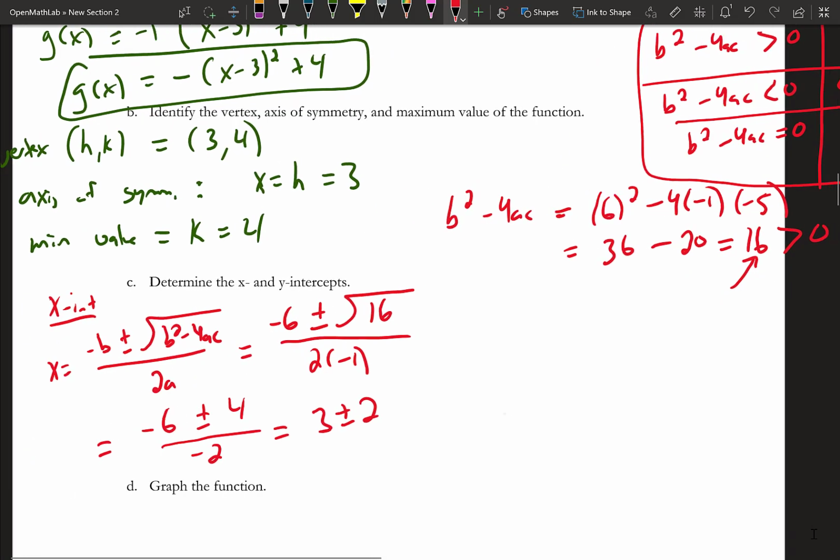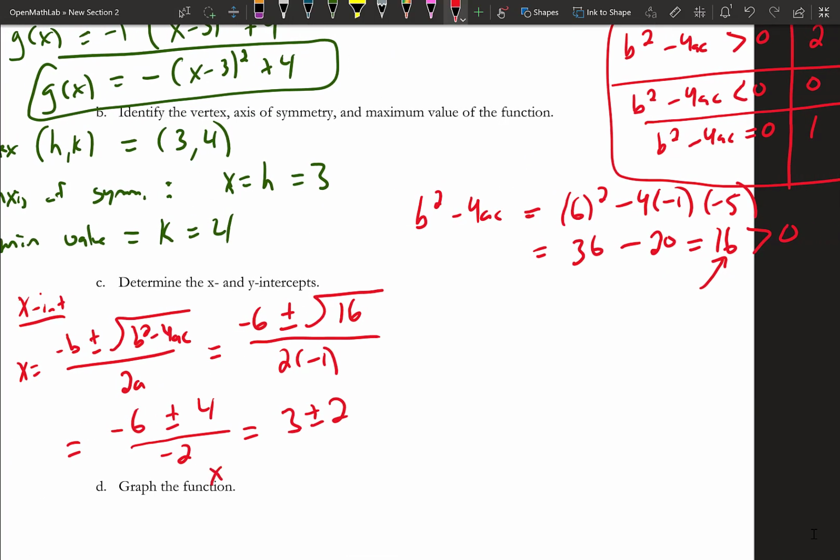In other words, what we have is that x equals 3 plus 2, which is 5, or x equals 3 minus 2, which is 1. So my x-intercepts are going to be the points (5, 0) and (1, 0).